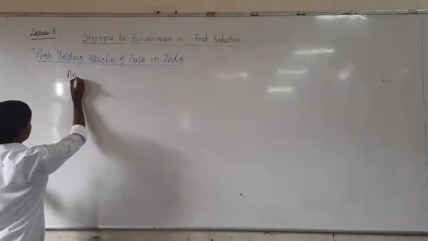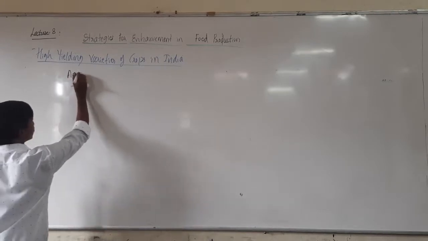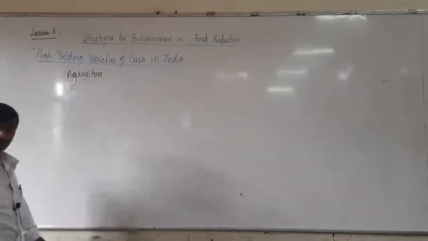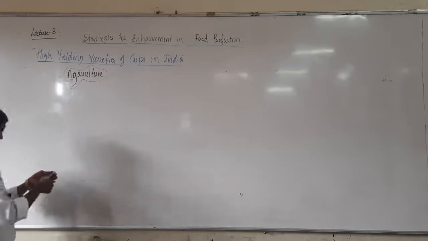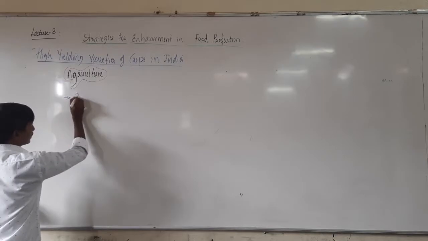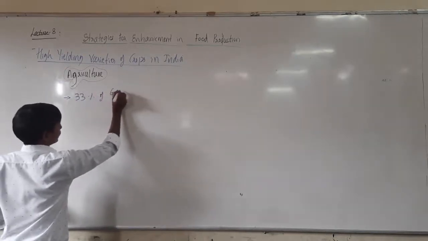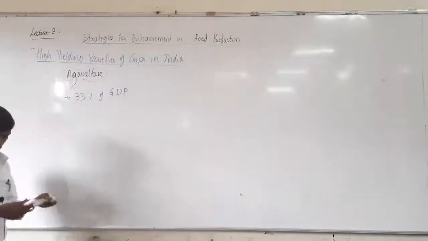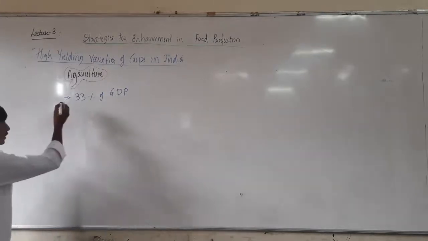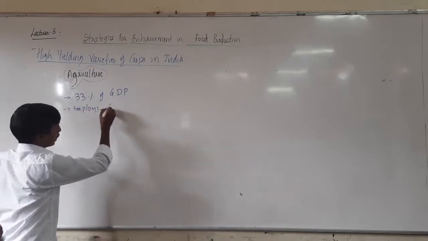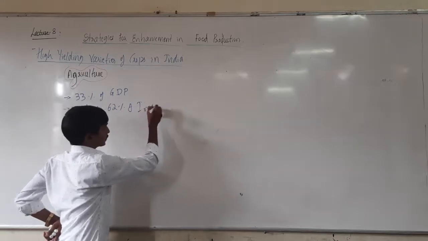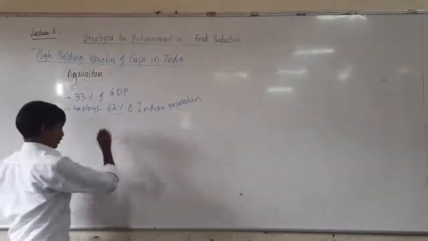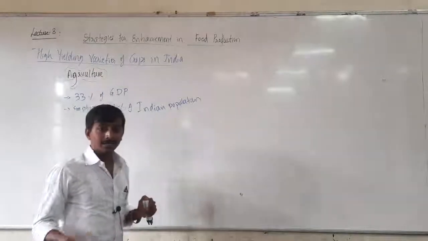India is basically an agriculturally dependent country. So agriculture is one of the major sources of income for the farmers. Agriculture contributes about 33% of GDP, gross domestic product, to India, and agriculture employs about 62% of the Indian population. Means among the total population, 62% are dependent on agriculture or agriculture related business.